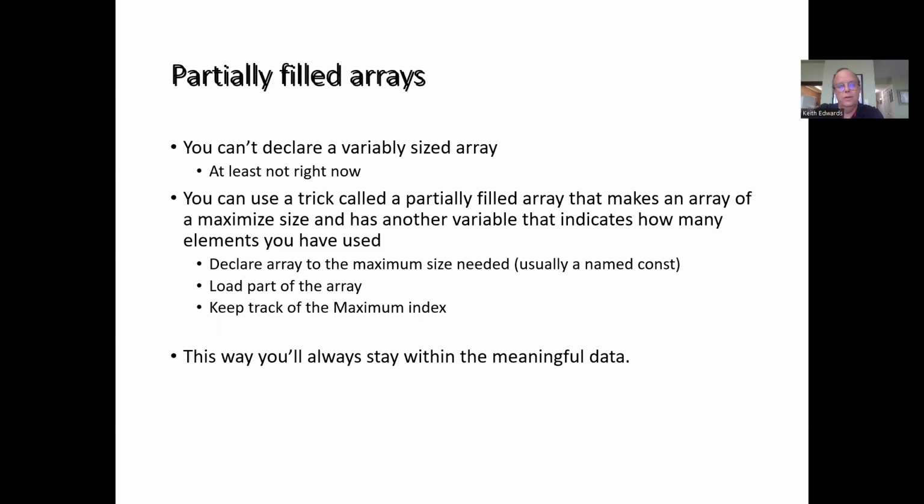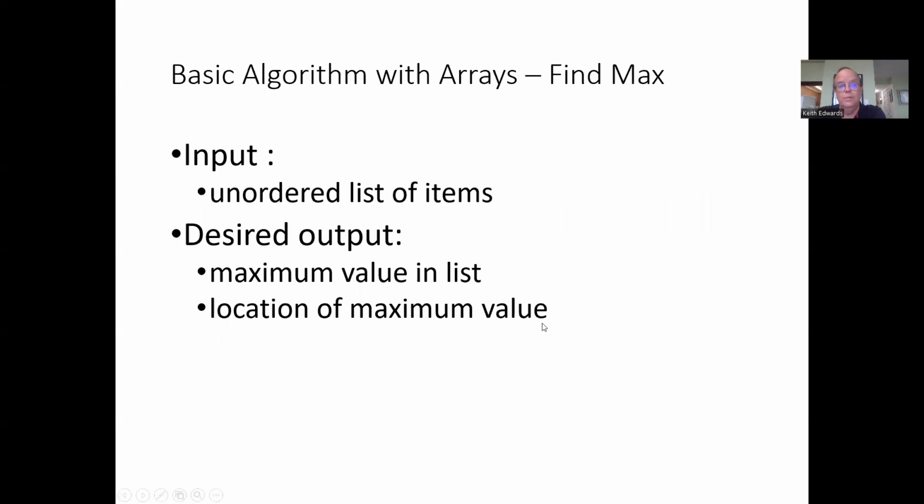For right now, until you get to 151, you can't declare a variably sized array. We'll get to why that is in 151, but trust me, we will get there. But you can use a trick called a partially filled array that makes an array of a larger size than what you need and then has a variable that indicates how many elements you've used. So you need to declare a maximum size, load part of the array, and then keep track of the high water mark or the maximum index. And that way you always stay within the meaningful data and you won't have to worry about using any tricks from CS151 in order to do that.